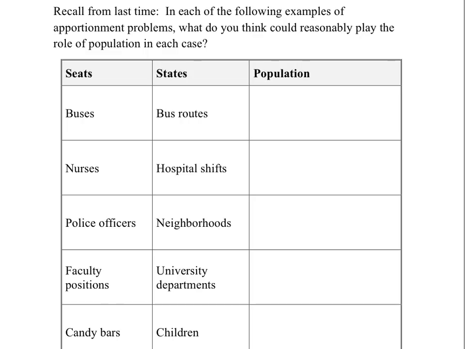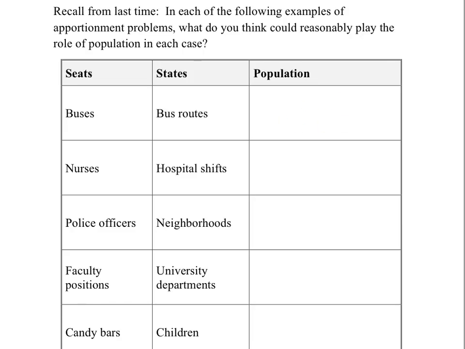At the end of the last video, we were looking at several non-political examples and understanding the relationship among seats, states, and population. The question was, in each of these examples, we are told what the seats are and what the states are. Seats are apportioned to states. The question is, what should that apportionment be based on?